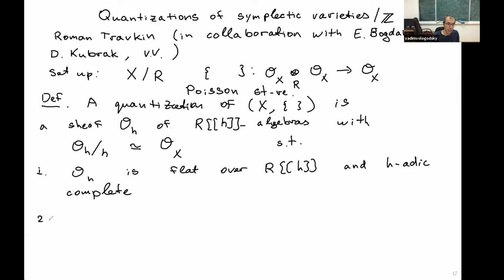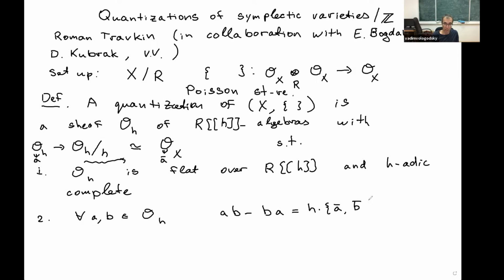And secondly, now I have to explain how it's related to this Poisson structure. So if I have an element a here, I will denote by a-bar the corresponding function. The condition is that for any a and b in O_h, a times b minus b times a, the commutator in this associative algebra, must be 0 modulo h. Because O_h is flat, it's uniquely divisible by h. And the condition is that this is the Poisson bracket of a-bar and b-bar, plus terms modulo h squared. Okay.